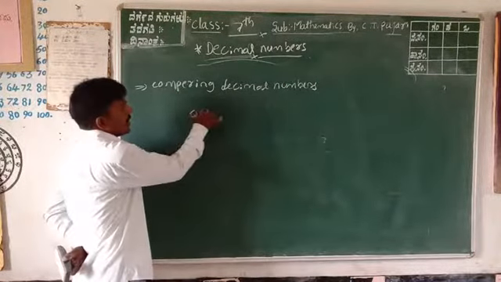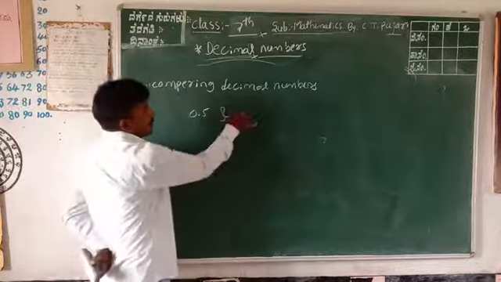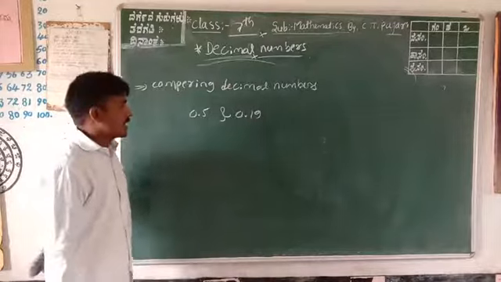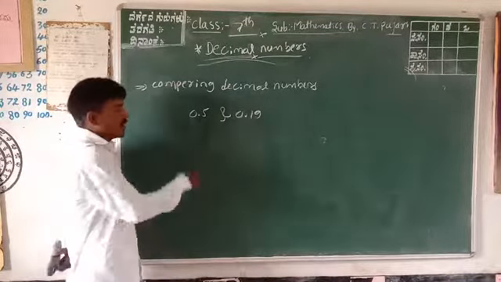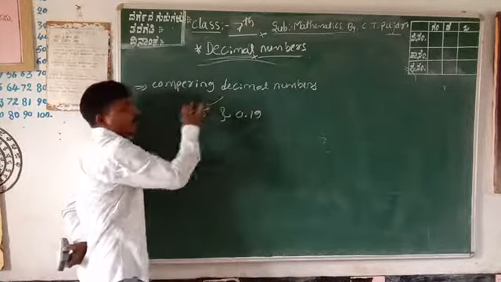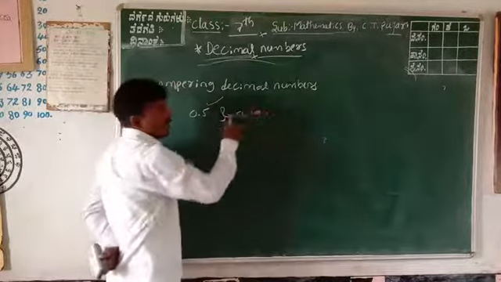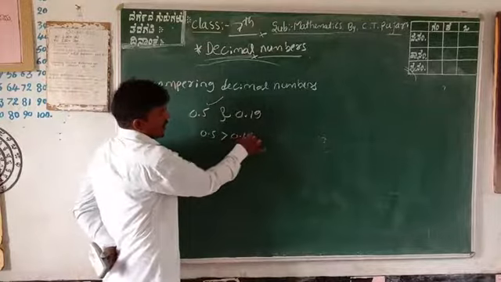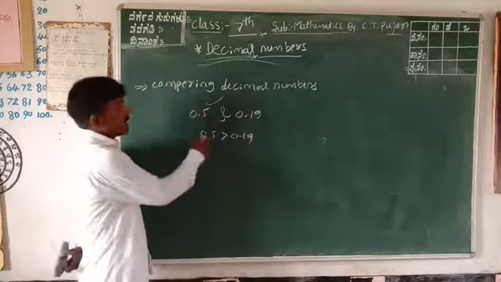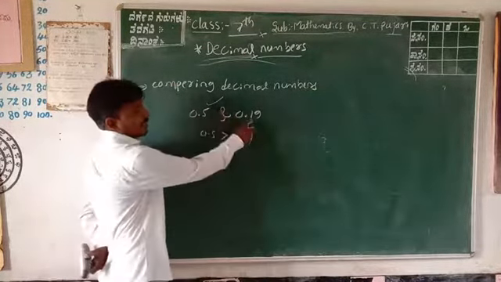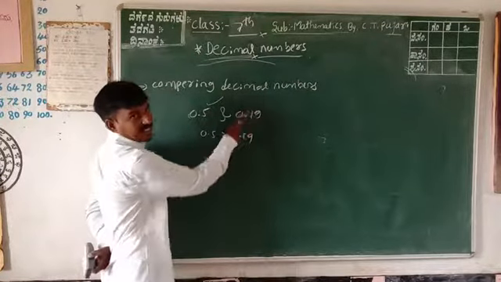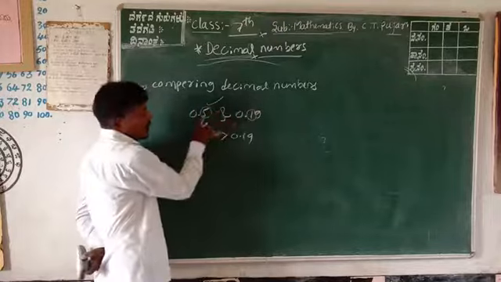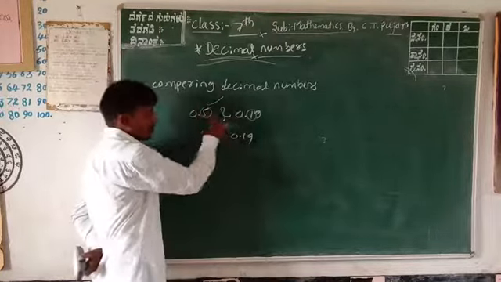Okay. 0.5 and 0.19. Which number is bigger? Therefore, 0.5 is more and 0.19 is smaller. 0.5 is more than 0.19 because in the tenths place, this one has a hundredths place as well. You can check only the tenths place. 5 is more, therefore this number is more.